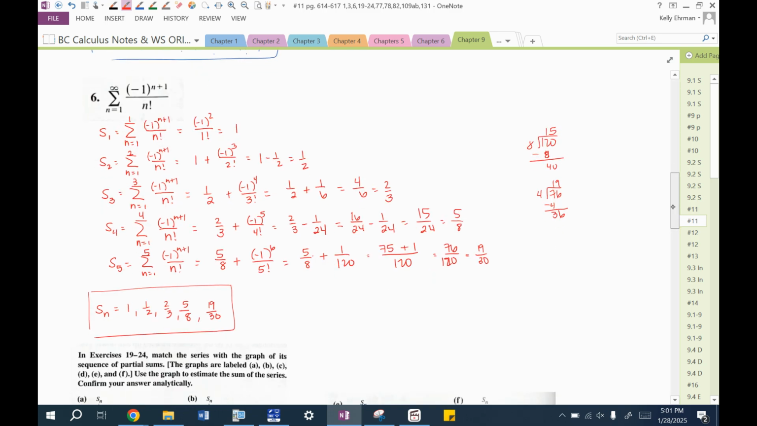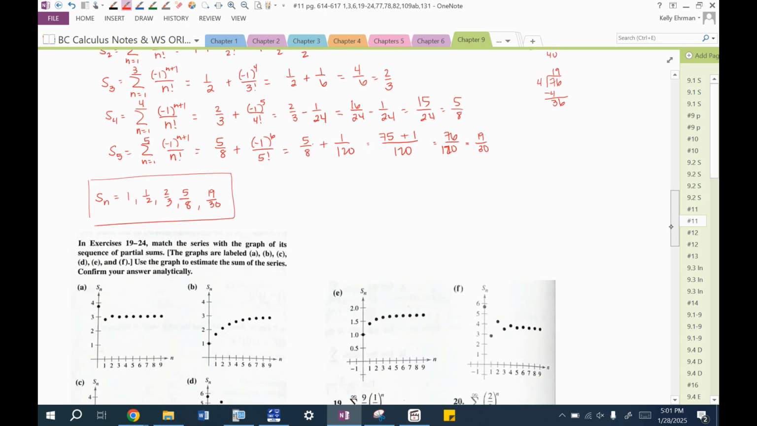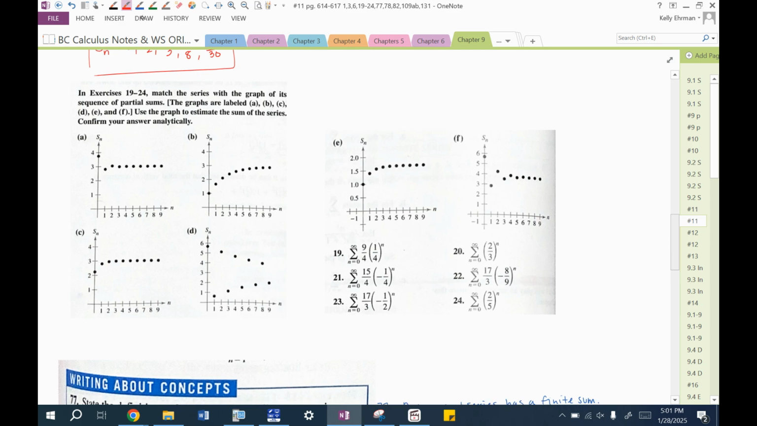Okay, lots of computation for those first few. So let's switch gears here. We have matching to do. Match the series of the graph with its sequence of partial sums. So remember, these are not the terms, these are the sums. I'm looking at my choices here, and I'm noticing that not all of the series they give us are alternating, but this is alternating because it has a negative, and so is this, and so is this.